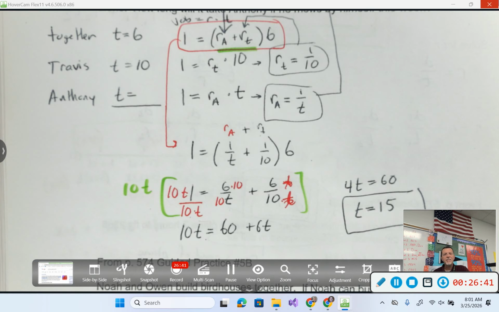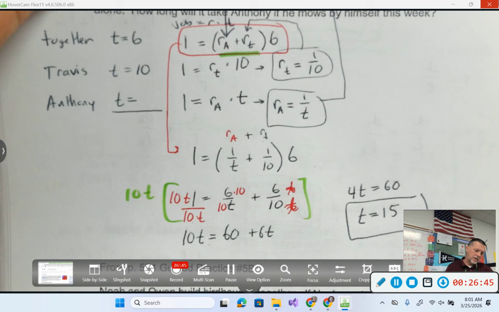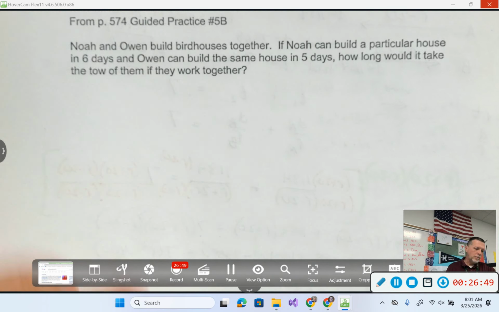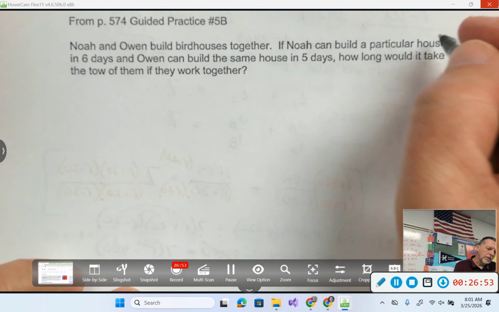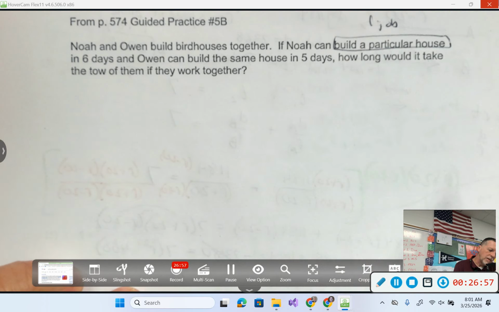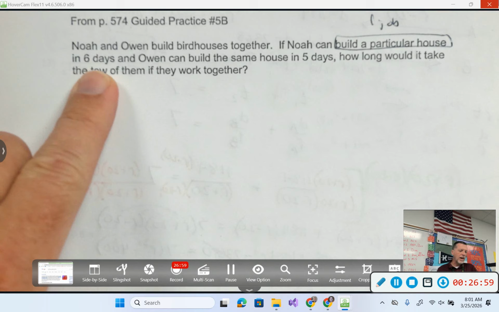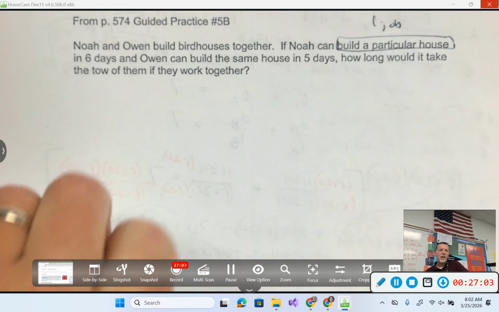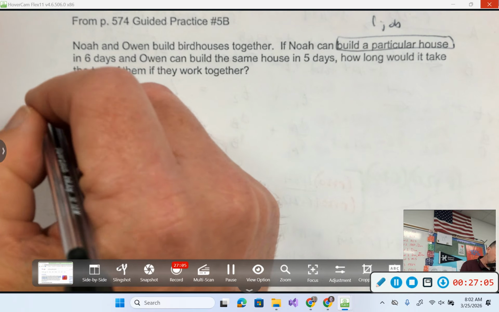All right, again, the setup on these is the tricky part. Let's try another one. This one's pretty similar. Noah and Owen build birdhouses together. If Noah can build a particular house, so that's like the one job thing, that's the job, in 6 days, there's a time, and Owen can build the same house in 5 days, how long would it take working them together?